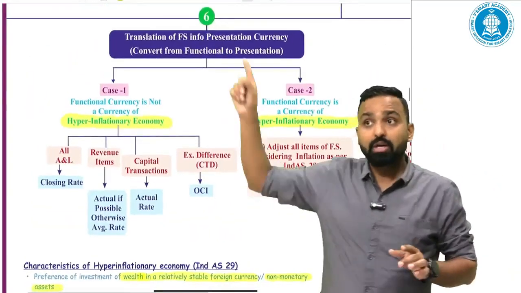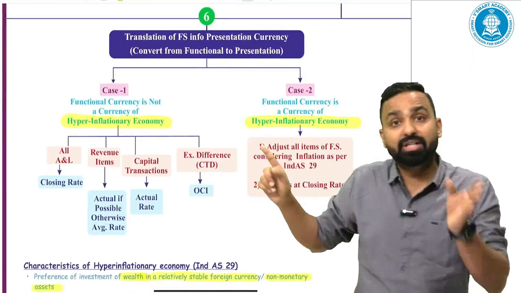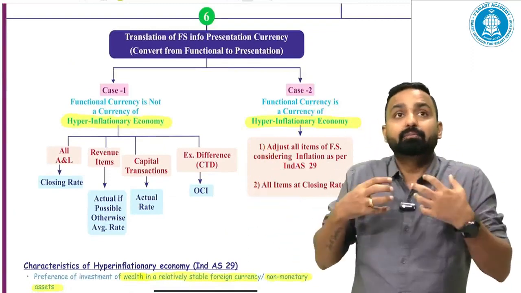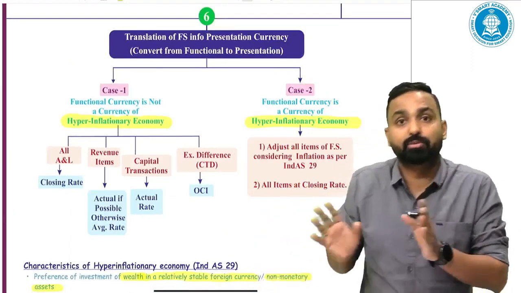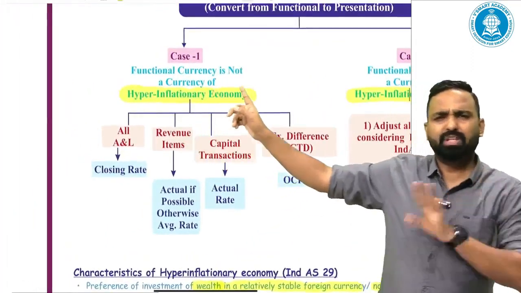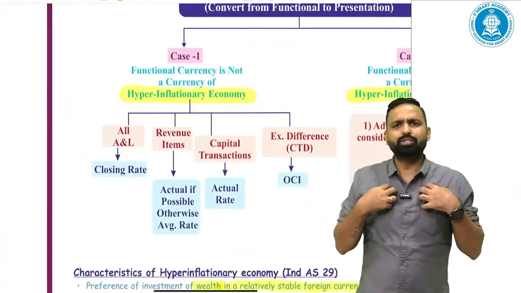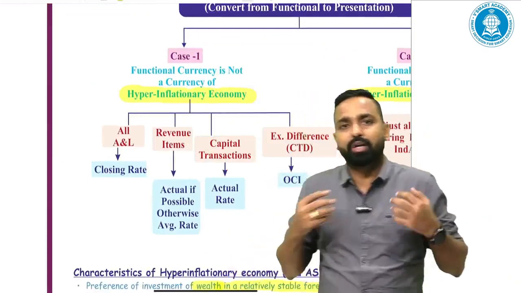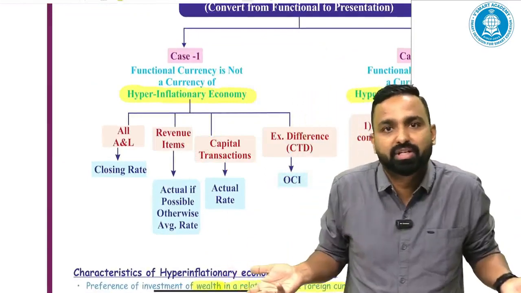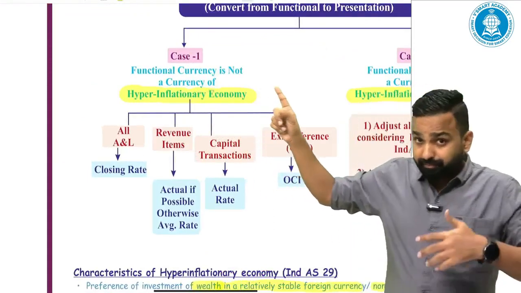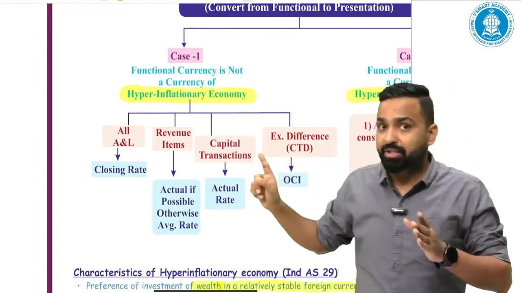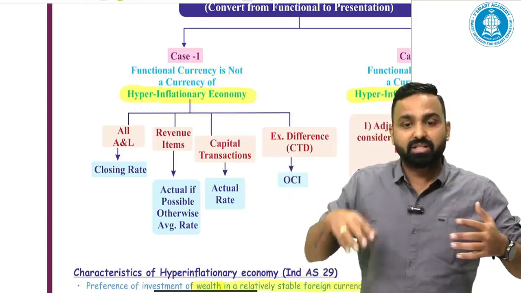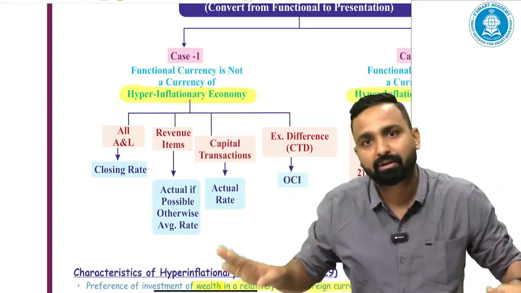So before applying the cases, we first have to identify whether we or our foreign operation are operating in a hyperinflationary economy or not. The first case is no. Suppose I'm not operating in a hyperinflationary economy. For example, India is not a hyperinflationary economy. So case number one: the functional currency is not the currency of a hyperinflationary economy. My functional currency is the currency of the Indian economy, which is not hyperinflationary.